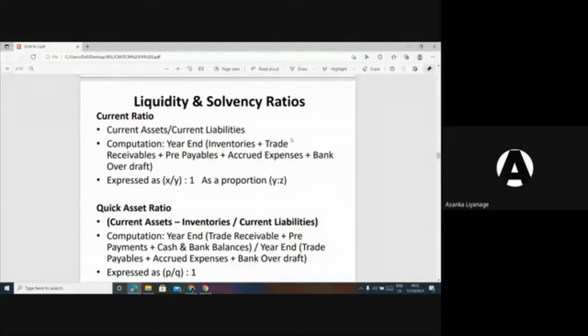Right. Any questions under liquidity ratios? Do you have any questions?